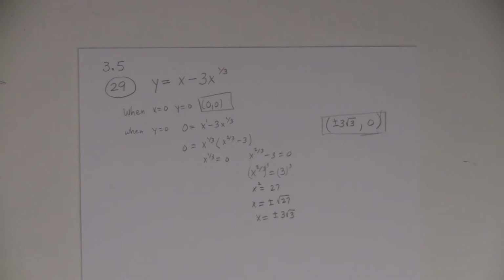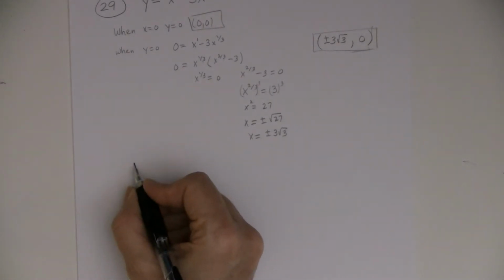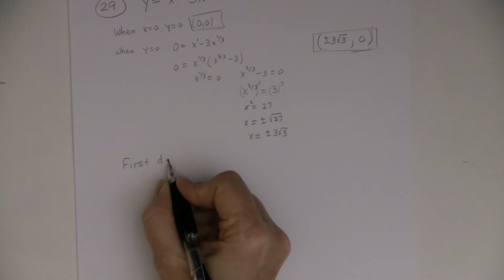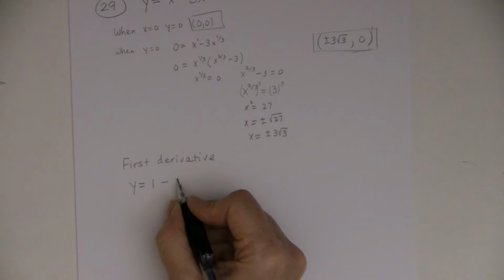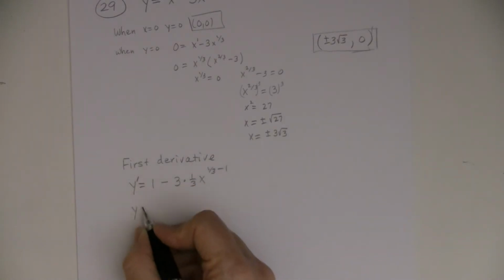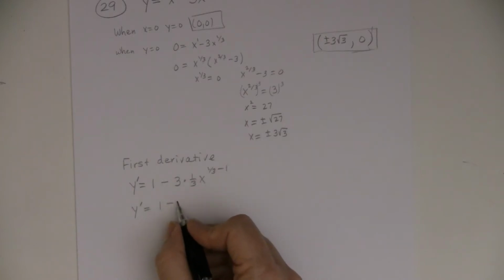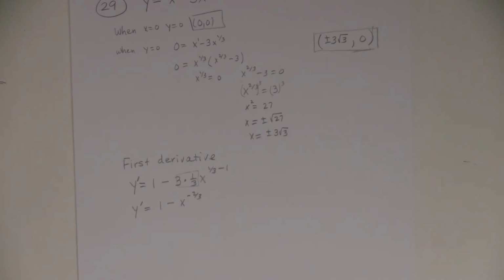Now the other thing that I would want to know is where the local min and the local max are, where it's increasing and decreasing, and those kind of things. They were asking me to find all that stuff and graph it, and so I'm going to go find the first derivative and do all the stuff with it. So Y equals X minus 3 times X to the 2/3, so Y prime equals 1 minus 3 times 1/3 X to the 1/3 minus 1, right? So that's Y prime. Y prime equals 1 minus X to the negative 2/3. Okay, so we want to find where Y prime equals 0 and where it's undefined.